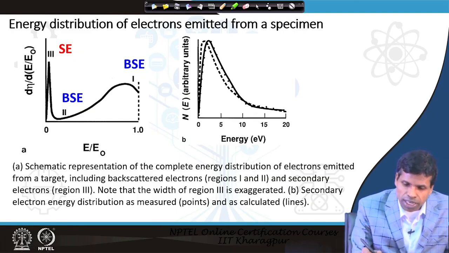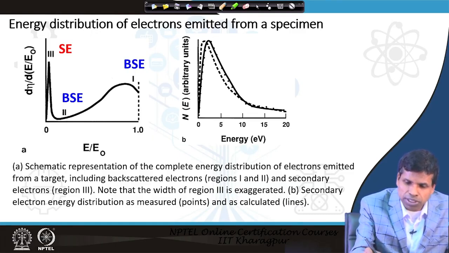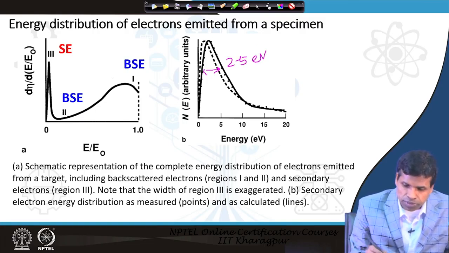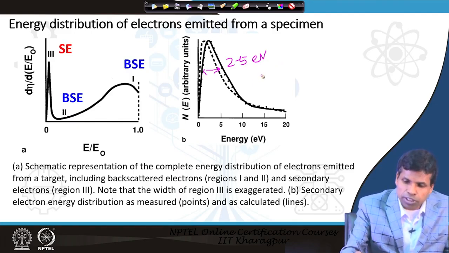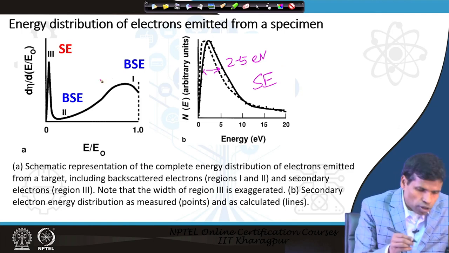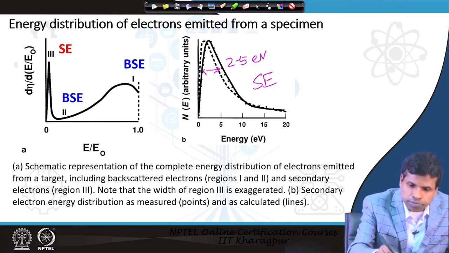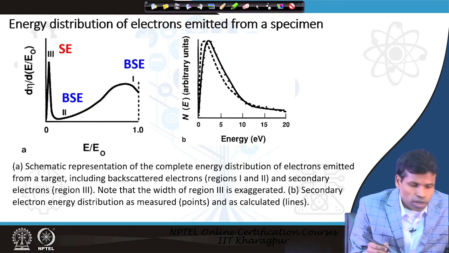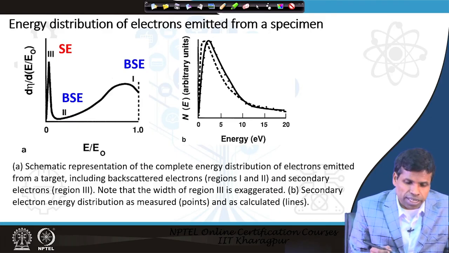On the right side, we have the secondary electron distribution, where, as you see, the maximum of the secondary electrons is coming with an energy range of around 2 to 5 electron volts. This is the energy distribution for secondary electrons, and that is for secondary electrons and backscattered electrons. So, more secondary electrons are generated with energy within the range of 2 to 10 electron volts.